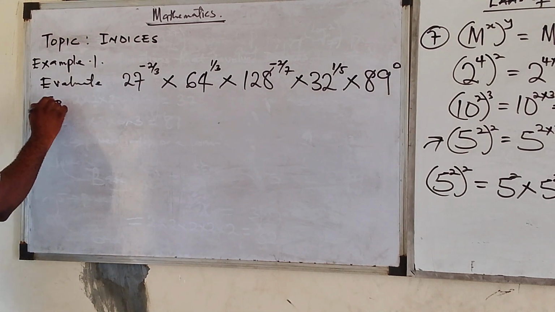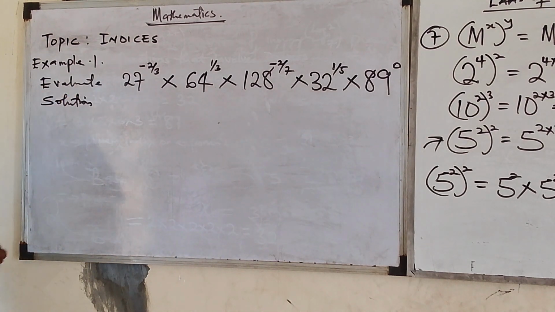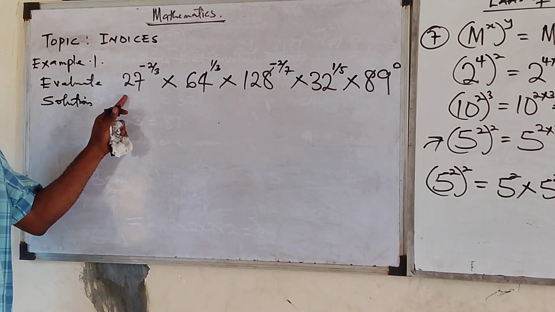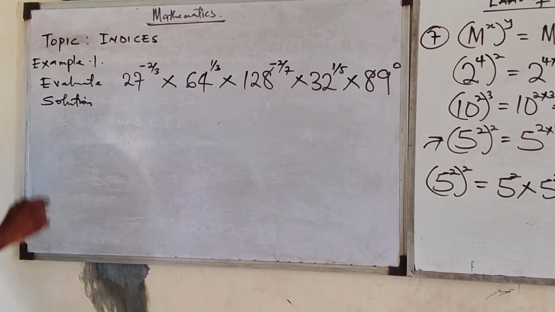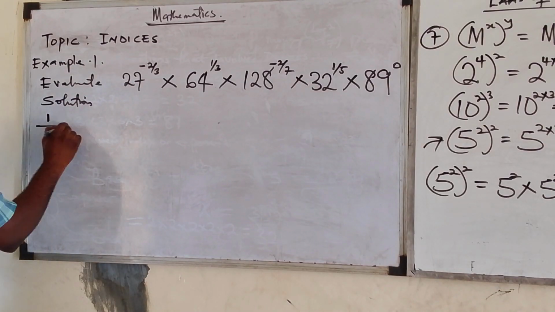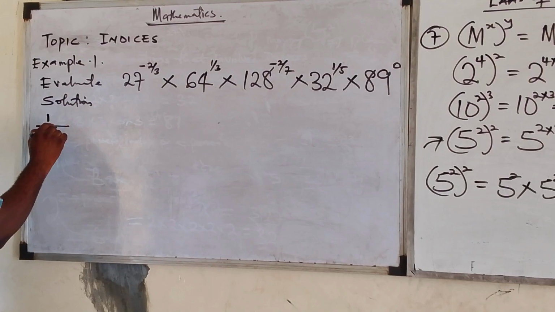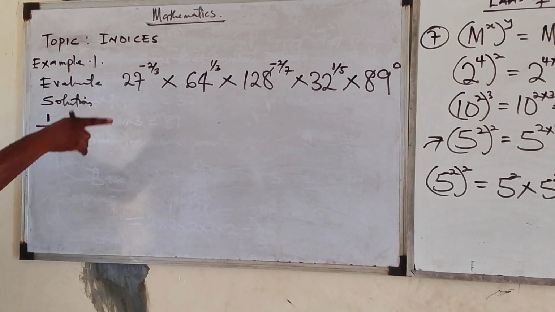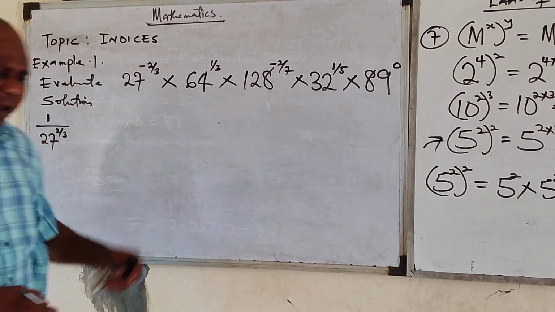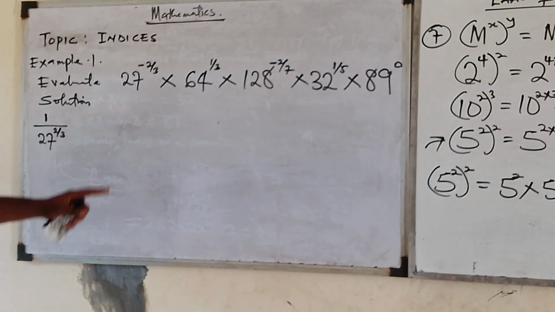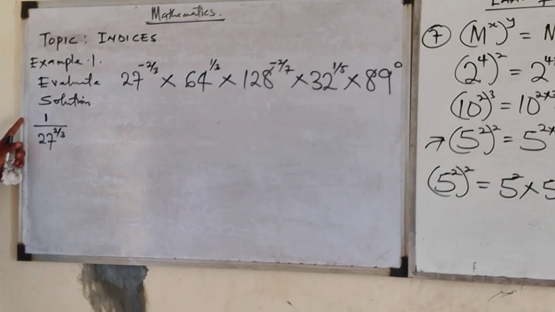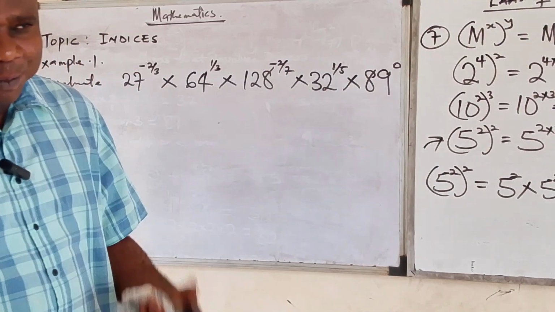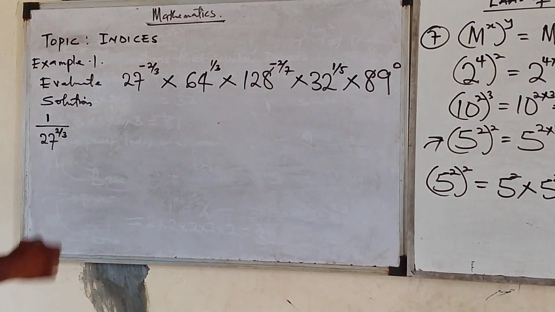Solution. Now, if you observe, this 27 here is carrying a negative sign. So the first thing is to remove this negative power. So here we have 1 over 27 raised to the power of 2 over 3. Now remember we said from the law that guides negative power, that's the negative power law, that to remove the negative sign, you just have to introduce 1 as a numerator, and the negative sign will vanish from the power.